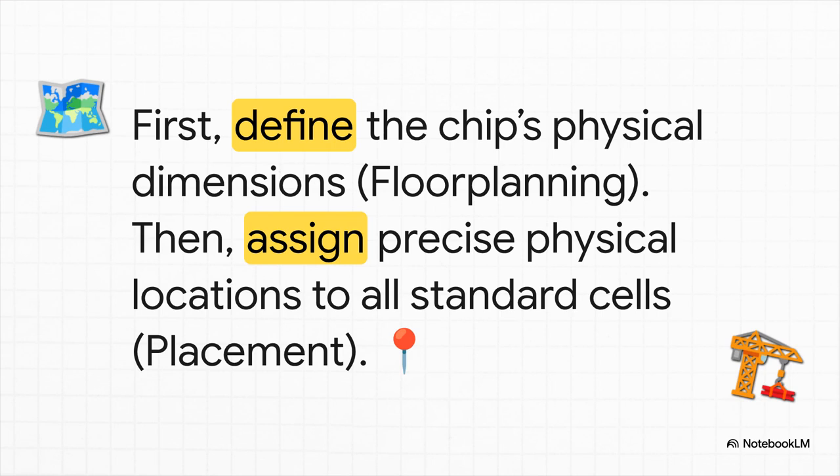First up is floor planning. This is where we decide the chip's overall size and shape, we place the big landmarks like memory blocks, and we lay out the main power grid. Then comes placement, where a sophisticated algorithm finds the best possible spot for every single logic gate. We're talking millions of them.